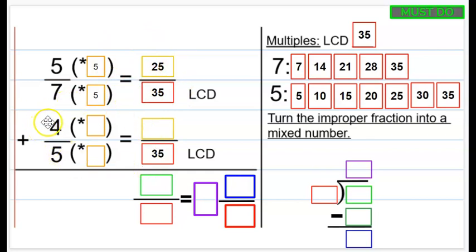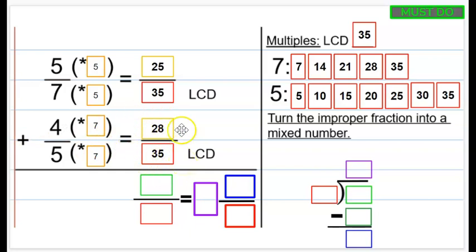We're doing the same thing with our 4/5. 5 times what gives me 35? Well, that's right here again. 5 times 1, 2, 3, 4, 5, 6, 7. 5 times 7 gives me 35. Whatever I do to the denominator, I have to do to the numerator. 4 times 7 is 28. So again, I have an equivalent fraction here.